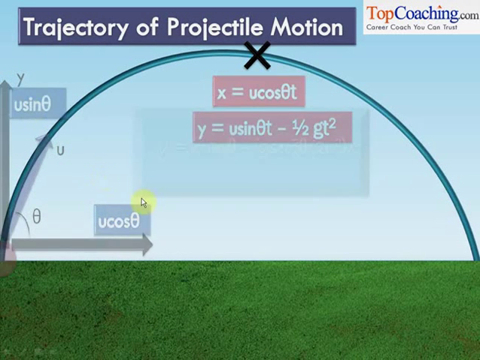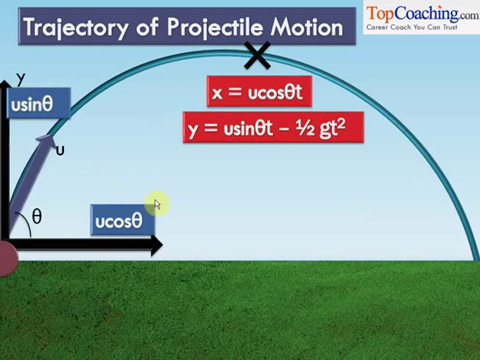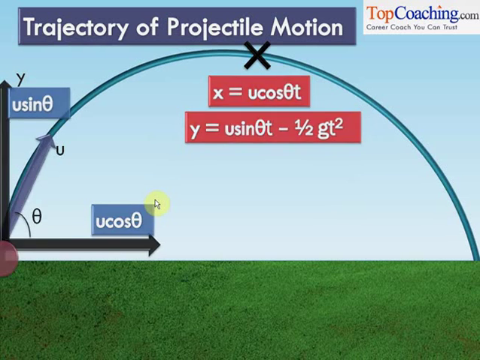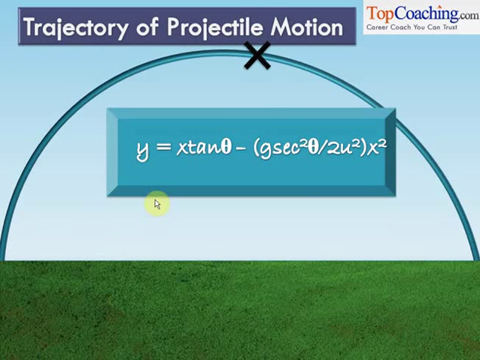Now what we can do is, we can substitute t from the first equation in the second equation. We can substitute t as x divided by u cos theta in the second equation, the expression for y. When we do that, we will get a relationship between x and y. That will be the trajectory of projectile motion. The trajectory of projectile motion after substituting t from the first equation in the second comes out to be this expression. You must remember this expression for the trajectory of projectile motion.